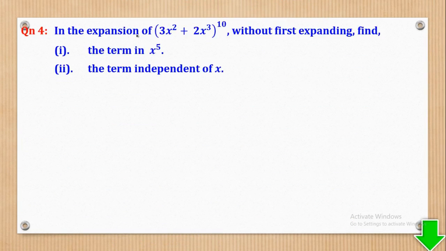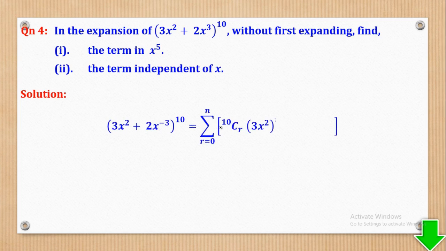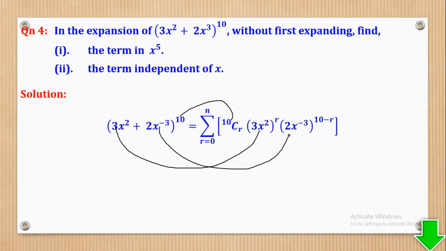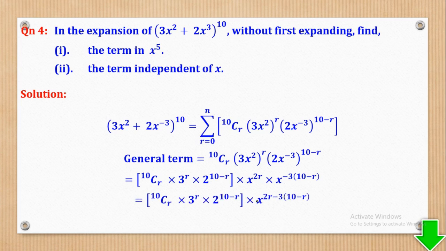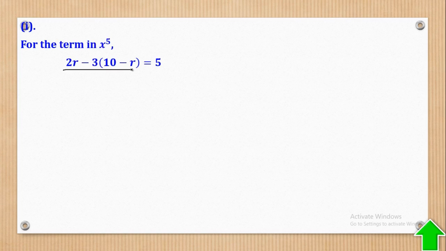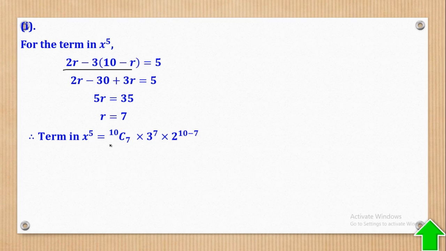Then question 4 says, in the expansion of this, without first expanding, find the term in x power 5 and the term independent of x. So first quote the formula, 10 combination r, then this term raised to the power r, and this term raised to the power 10 minus r. Then use the rules of indices to simplify and collect like terms to come up with that. Then same base, you add the powers to come up with this. Then from there, you come and say that for the term in x power 5, this is equal to 5. Therefore, expand, simplify, and get the value of r. Therefore, the term in x power 5 will be this.